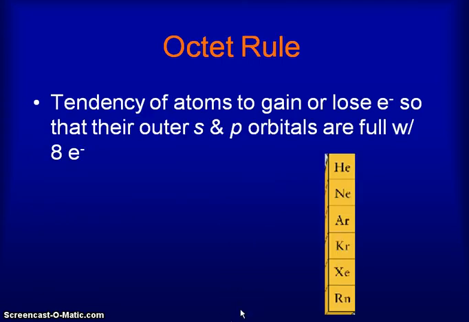The octet rule means that atoms tend to gain or lose electrons so that their outer s and p orbitals, or main group orbitals, are filled with 8 electrons. So that's always the goal, is to get 8 electrons total so they can be stable like the noble gases.